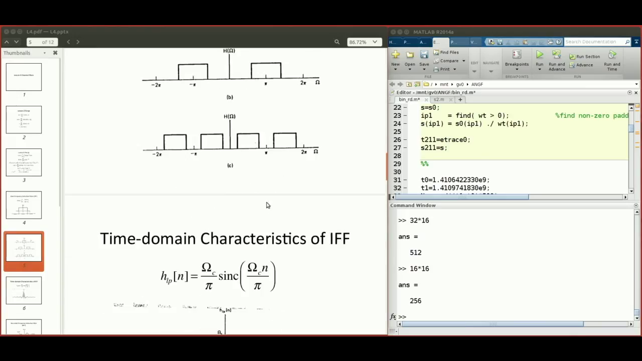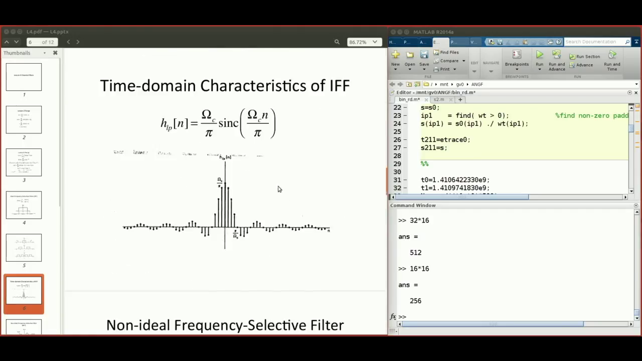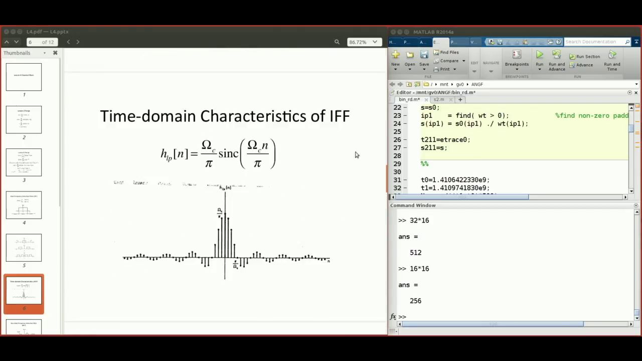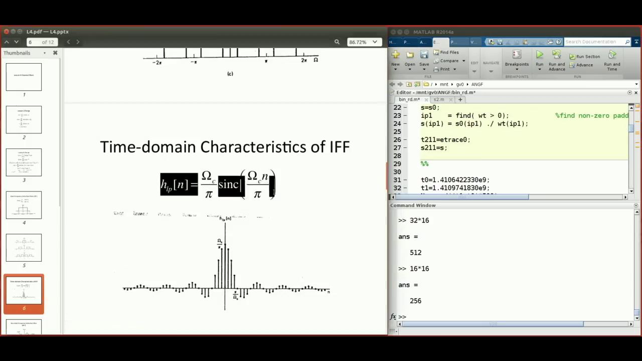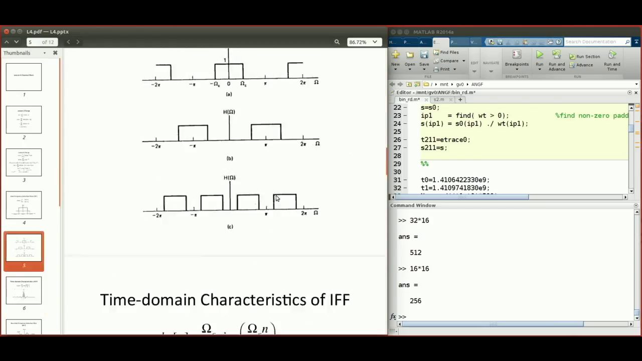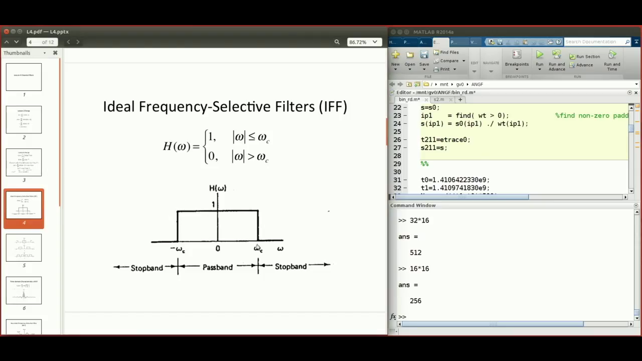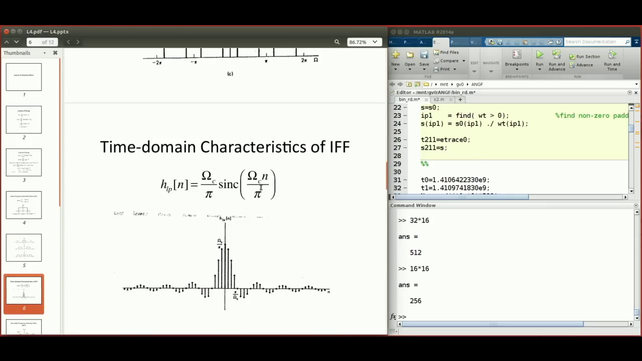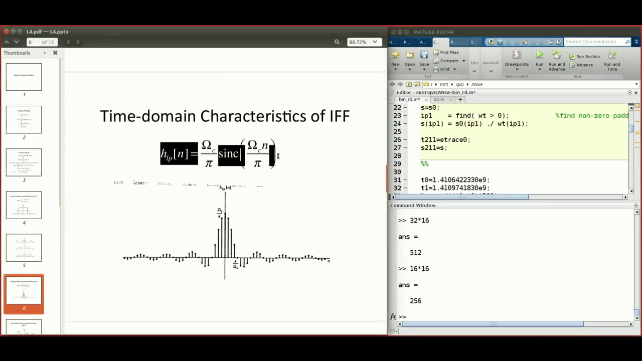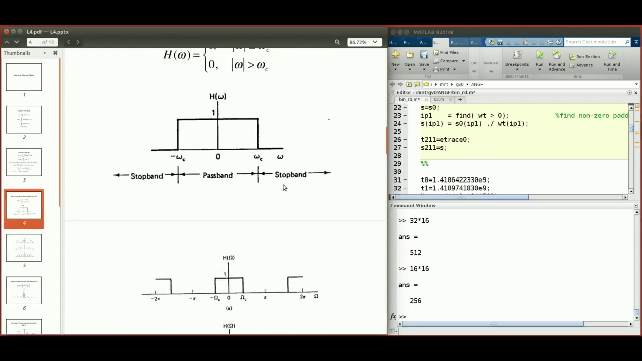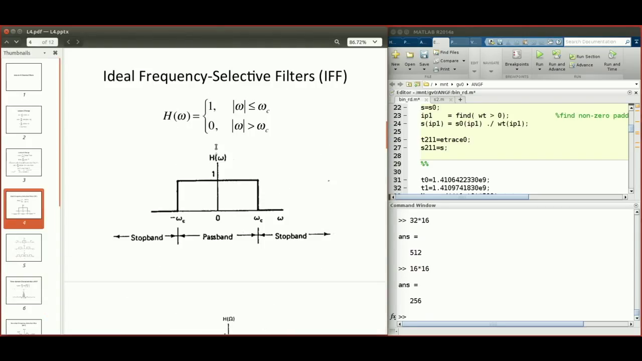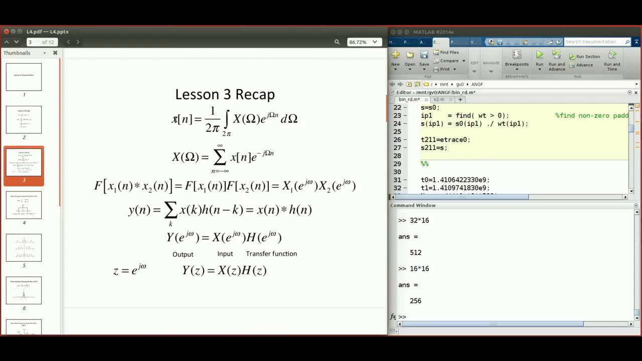But now let's look at the time domain representations of an ideal low pass frequency selective filter. Here's the time domain representation of a low pass boxcar. But how do we actually get this representation? In order to get this particular representation, all you have to do is bring this boxcar representation, 1, 0, into this formula and evaluate the integral.